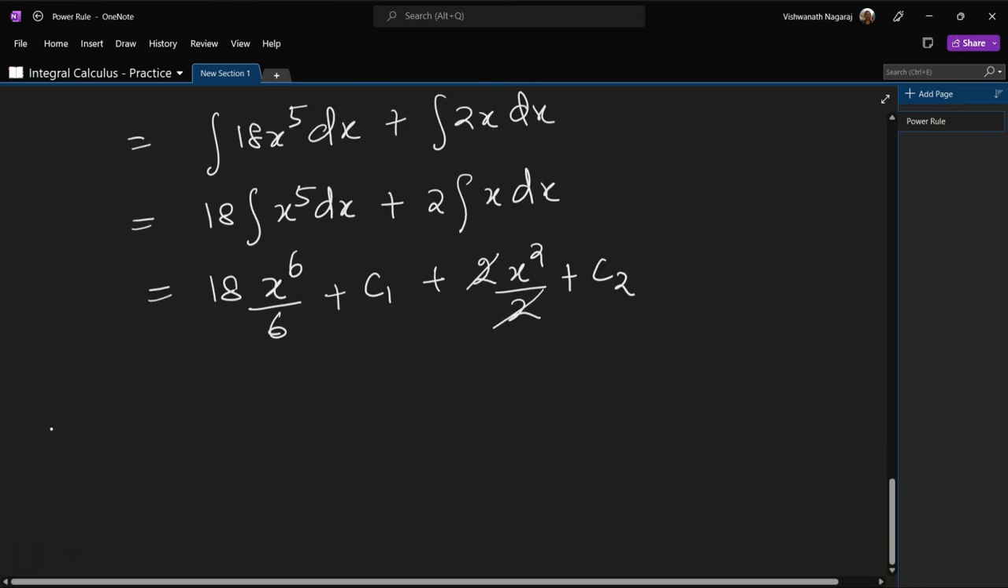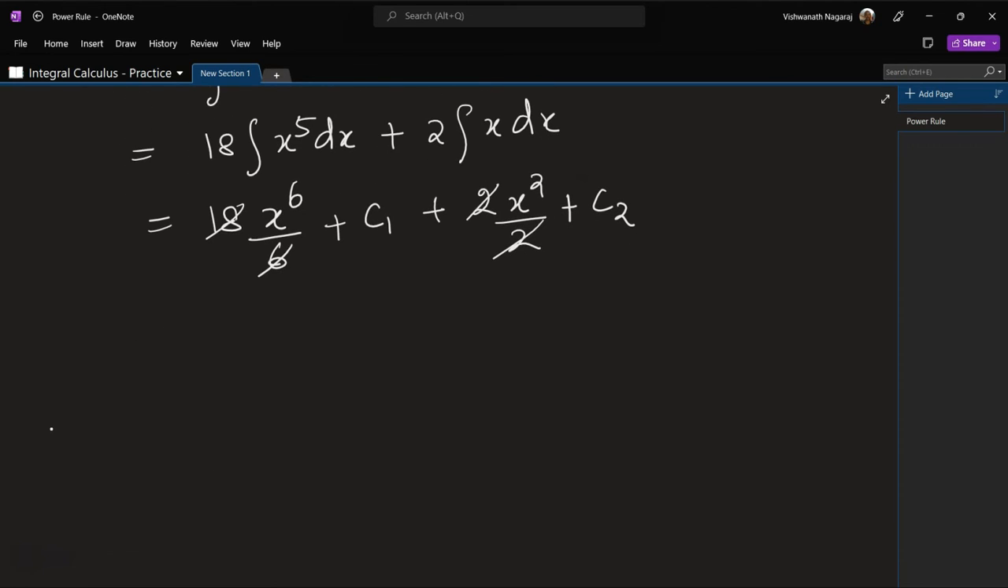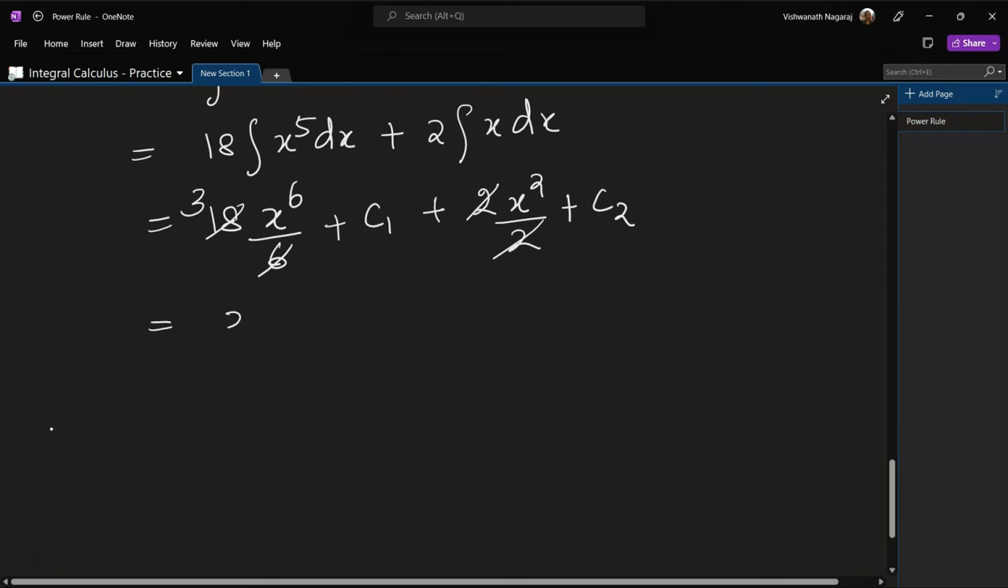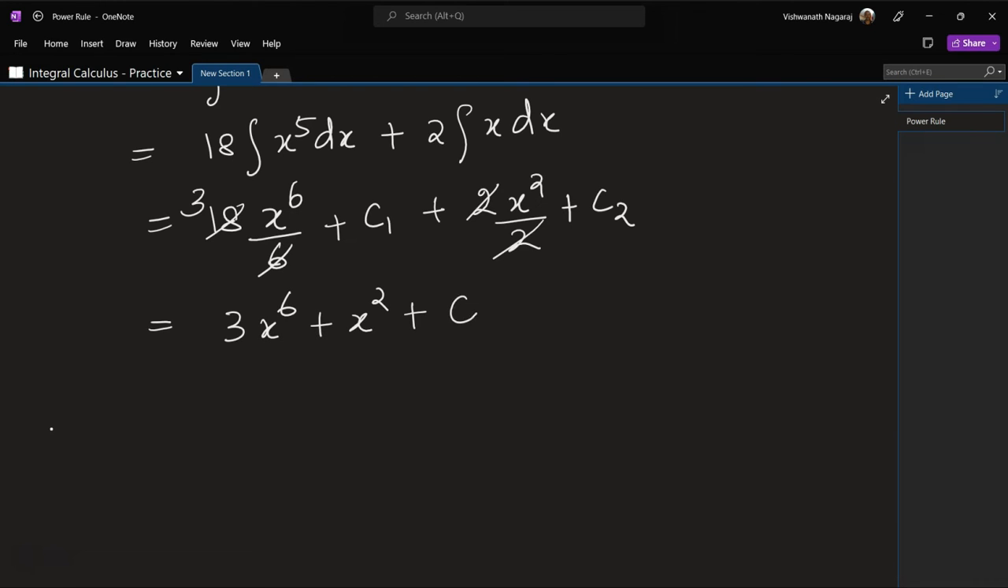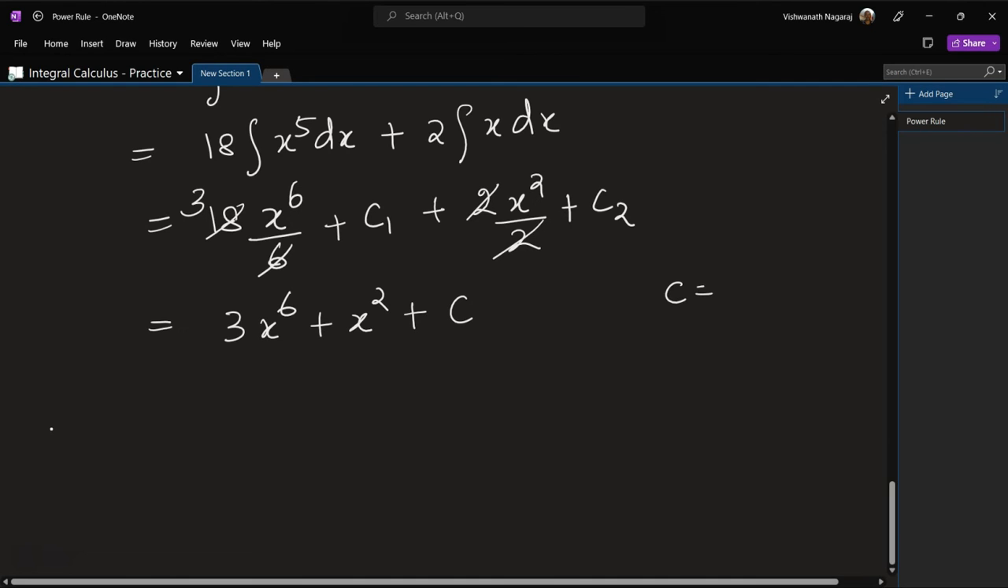2 cancels, and here 6 threes is 18. So we are left with 3x to the power of 6 plus x square plus, I combine c1 and c2 to make it as c, and I can write it as c equal to c1 plus c2.